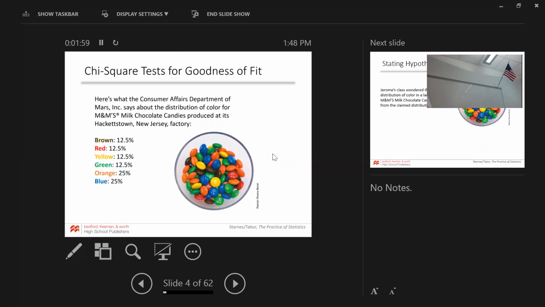So did you know this? That M&Ms has this distribution of colors. There's double the orange and blue than the other colors. Why would they do that? Well, they publish this to create interest in their product. You're getting a free commercial because they're telling you what proportions correspond to each color, right? So we're going to take a sample of M&Ms and see if this is correct.